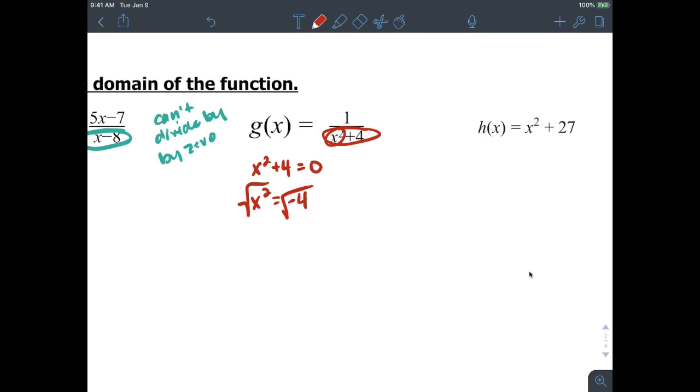You don't. So the domain is x is equal to all real numbers. This double R thing means the set of all real numbers. So everything that's in the real number plane. Okay?